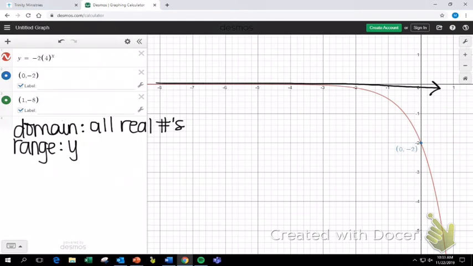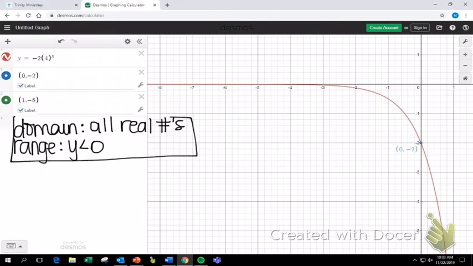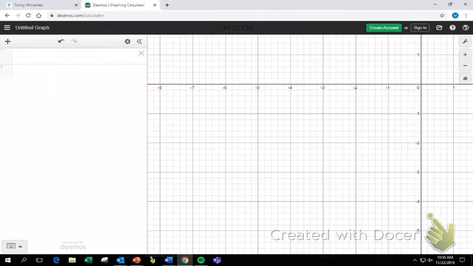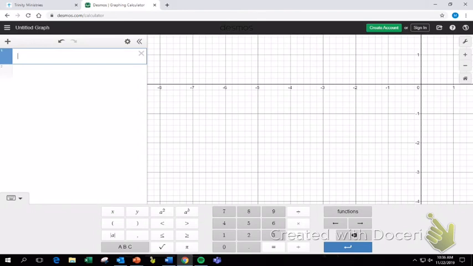0, right? That graph does not go above 0 on the y-axis. So that means my number in my range is 0. Now, are all my y values greater than 0, or are they all less than 0? Less than 0. So there is your domain and your range. Once you've cleared out letter A, you can plug in letter B.